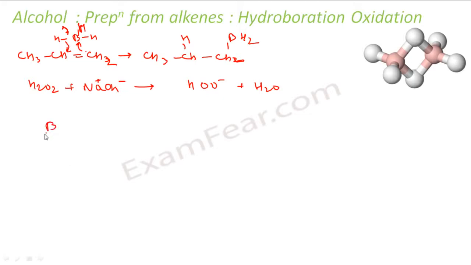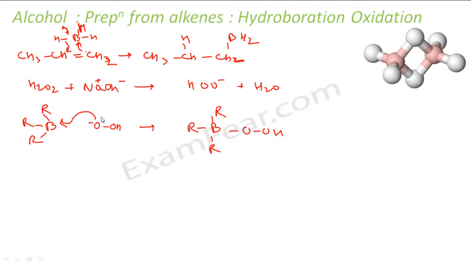Now let's see this beautiful reaction here. I have BR3, trialkyl boron, and this is electron deficient. Boron is electron deficient, is electron hungry, and this has a negative charge, so this will be attracted. Electrons will be attracted towards boron because boron is electron hungry. So what you get is something like this.